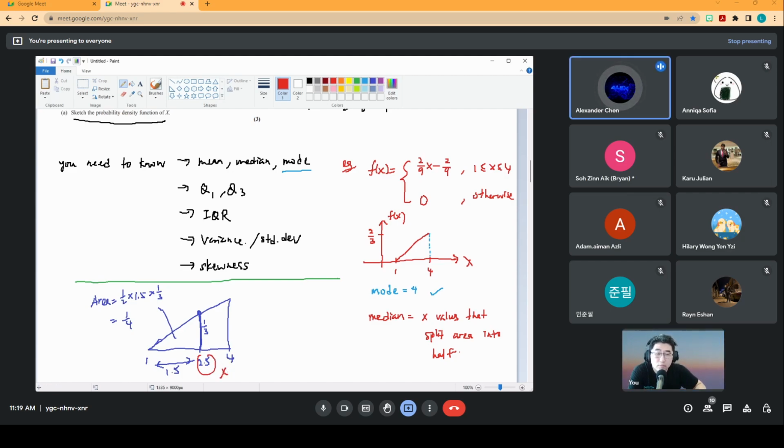Do we have to use integration? If it's a curve, yes. But this is a straight line. Of course, you can use integration to solve it because it's a continuous graph, and there is nothing wrong with that. But since this one is a straight line, there is actually an easier approach.